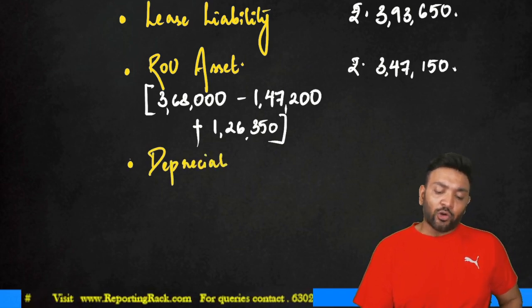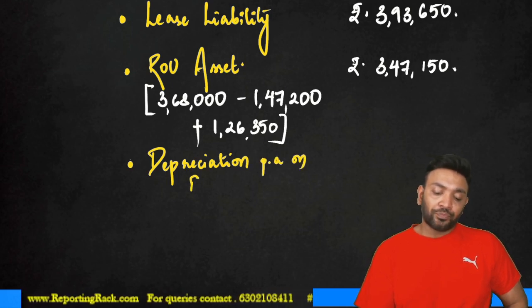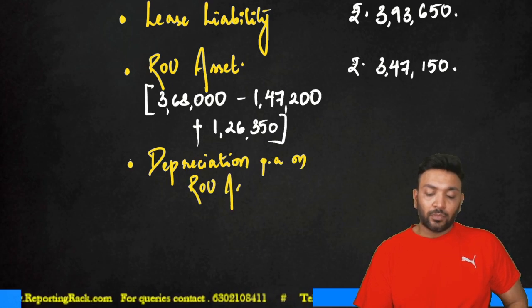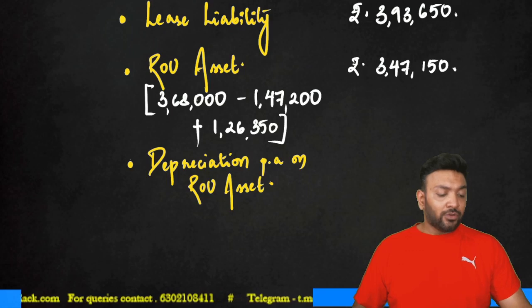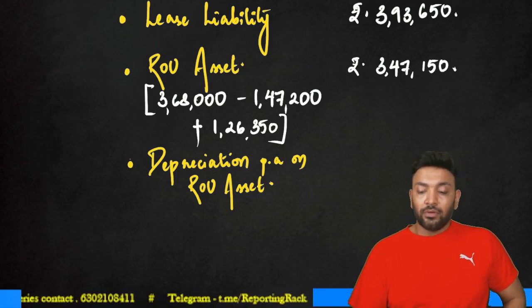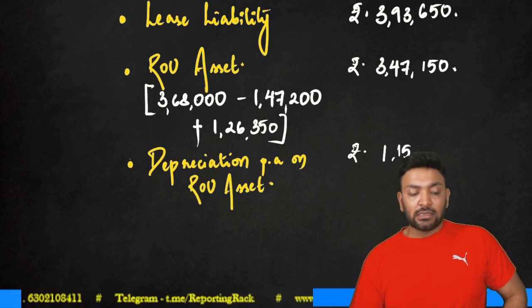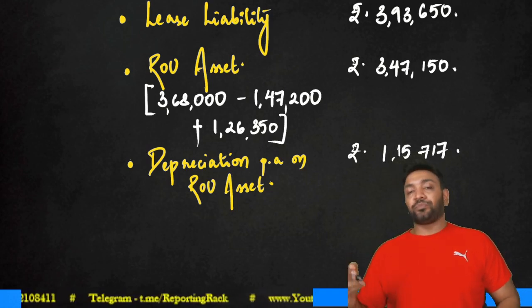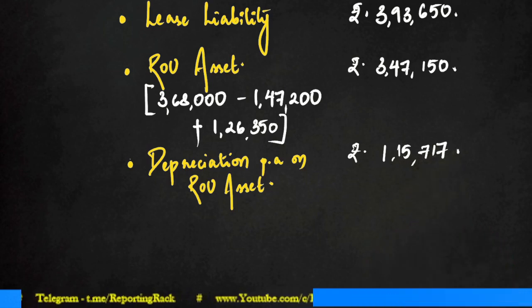What is the amount of revised depreciation then? Depreciation per annum on ROU asset divided by 3 more years of useful life. So 3,47,150 divided by 3 results in an amount of 1,15,717. That is the revised depreciation per annum. Have a look at your answer.